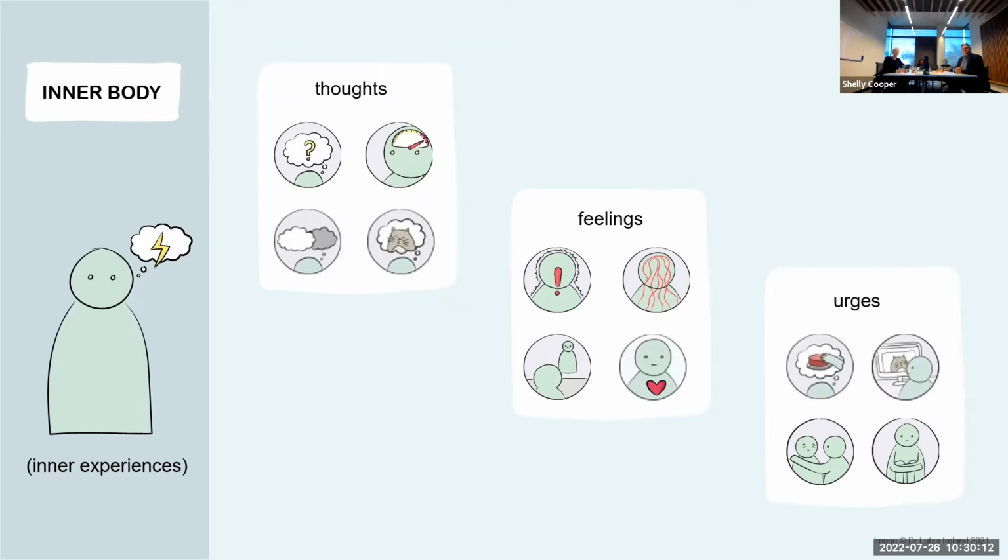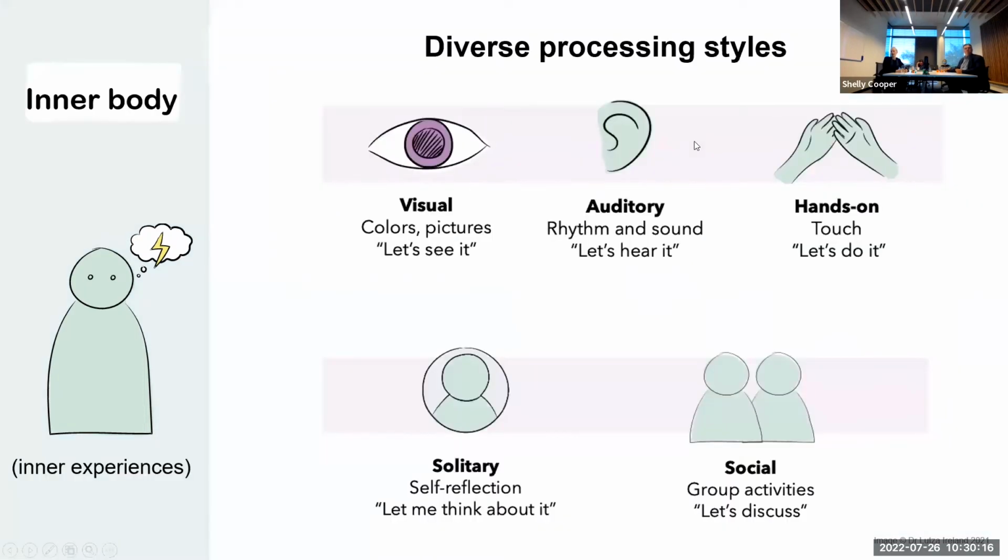And if you go to the next slide, these are just some of the ways in which we differ, how we experience emotions, how we think. And some of the ways we think is also about our processing styles. And there are very different processing styles. There are more than this.